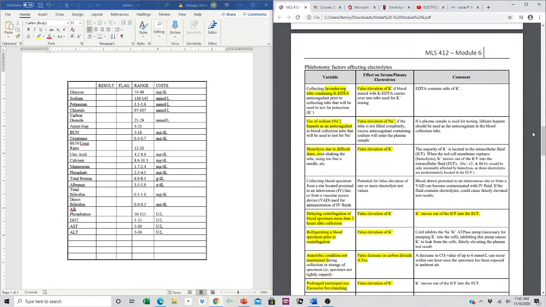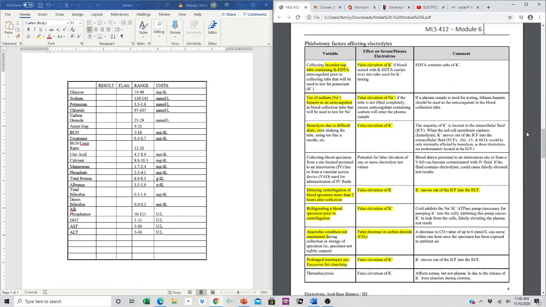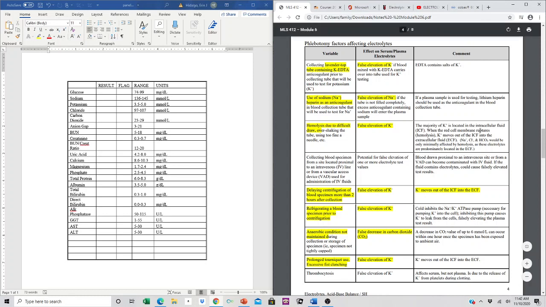Okay, this is an awesome chart from CAP. I love doing some of my CEU stuff through the CAP organization because they have some really great information. I tried to pull out just the most relevant parts to highlight for your exam, but I wanted to include the entire chart because it is such good information. So, phlebotomy factors that affect electrolytes.